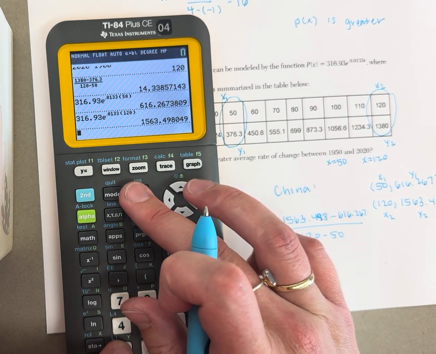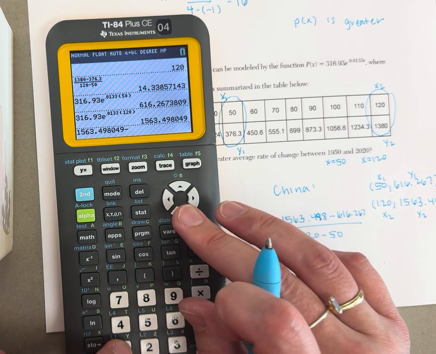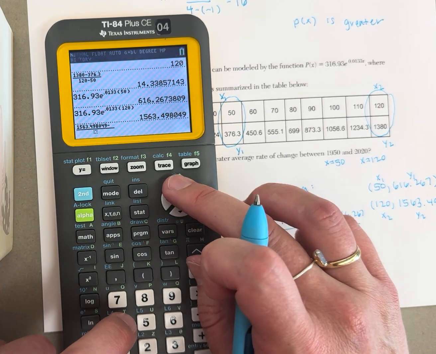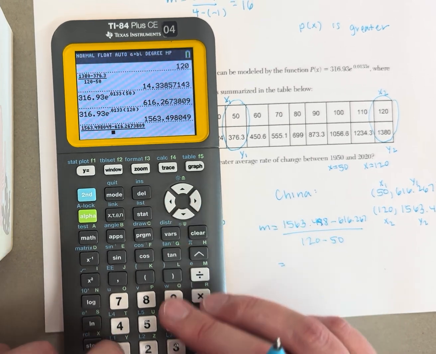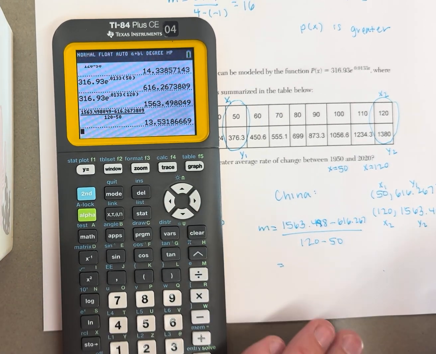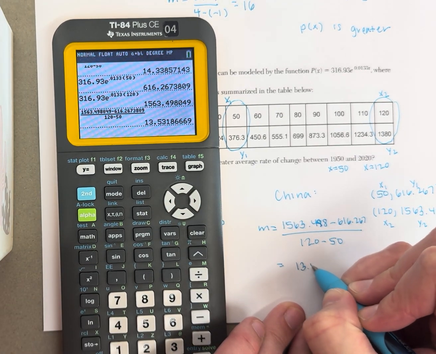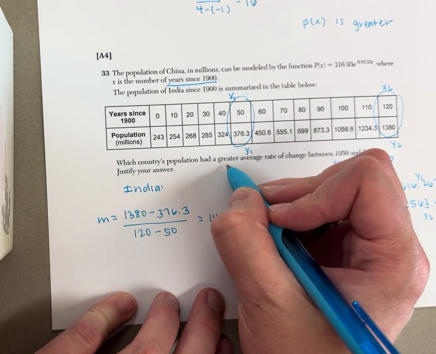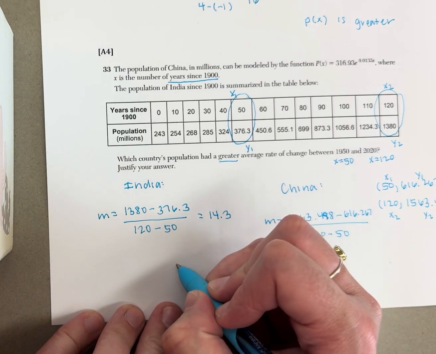Now, if I want to be totally accurate, I can use these decimals, this minus that, and then 120 minus 50. So I get 13.5. So the question is, which one had a greater average rate of change? India.